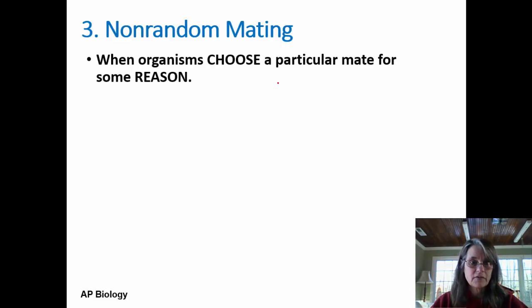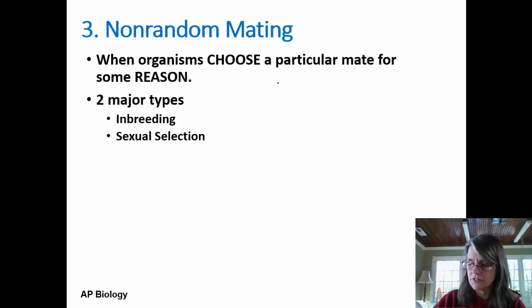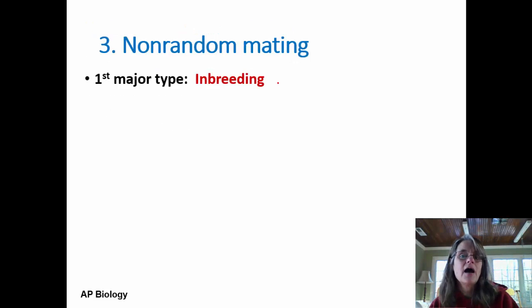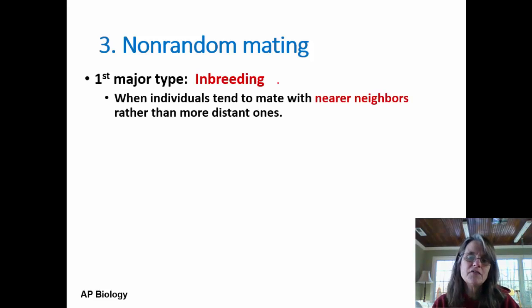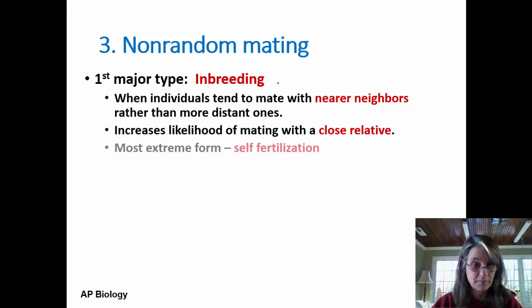Non-random mating causes evolution. So when an organism chooses a mate for some particular reason, whatever that may be. Now, there are two main types of non-random mating that we will look at. They are inbreeding and sexual selection. So let's look at both of those. Inbreeding: when individuals tend to mate with their nearer neighbors rather than organisms that are further away, which seems highly likely because it's just easier. But it does increase your likelihood of mating with a close relative, because obviously the organisms closest to you are going to tend to be your family members.